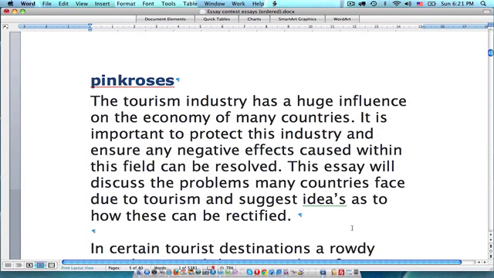Now, Pink Roses had some marks in various areas. So for example, I felt that the task achievement was actually kind of on the weak side, because unfortunately Pink Roses, your first supporting paragraph spends a lot of time discussing the problems and not so much discussing how to fix those problems, which is what the purpose of the essay is. So you kind of lost marks there, but I thought that your grammar was quite strong.